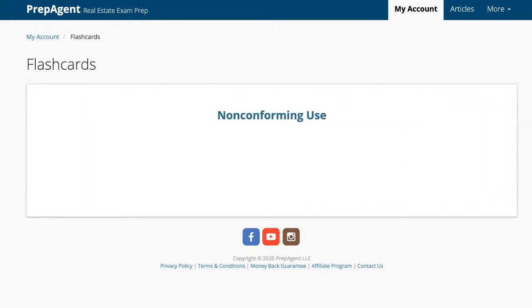Okay, non-conforming use. What is non-conforming use? Non-conforming use would be when you get permission to do something that does not conform with local zoning laws.